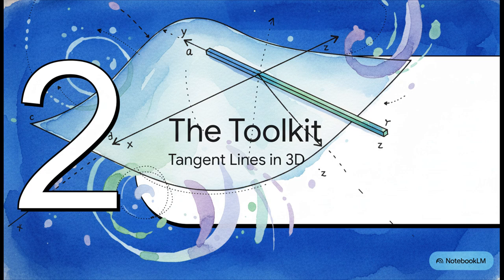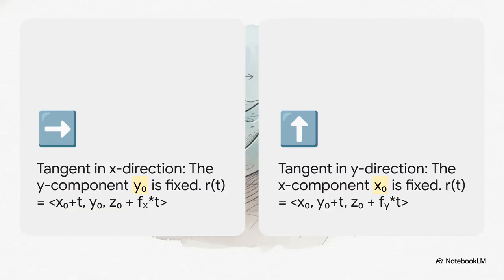So now that we have the slopes in our two special directions, we can start to build the tools we already know and love from calculus, like tangent lines. But this time, they're going to be tangent lines that exist in 3D space, and they follow a really specific, kind of beautiful structure. Just look at the structure of these vector equations.